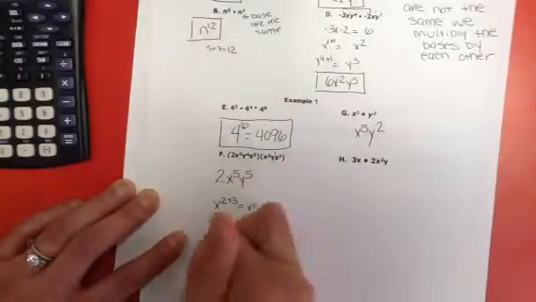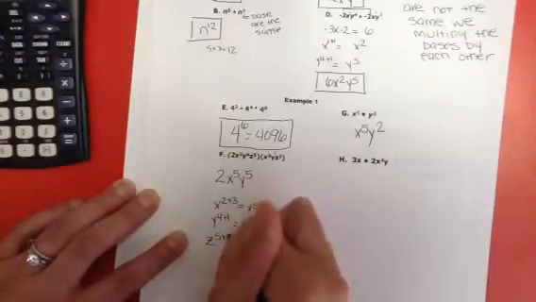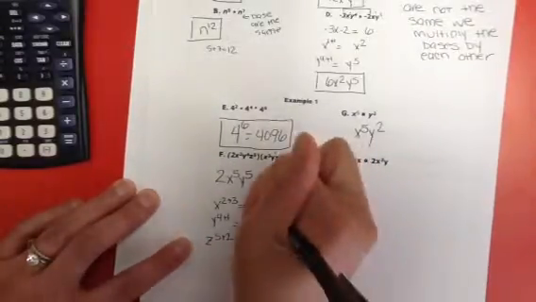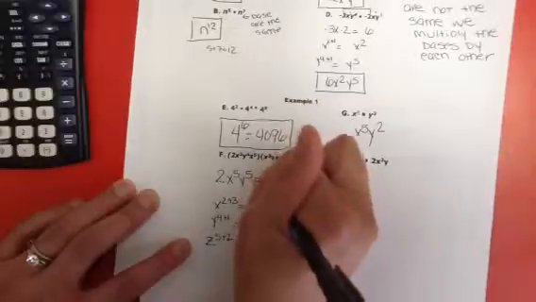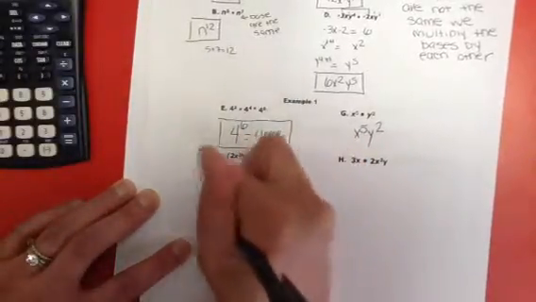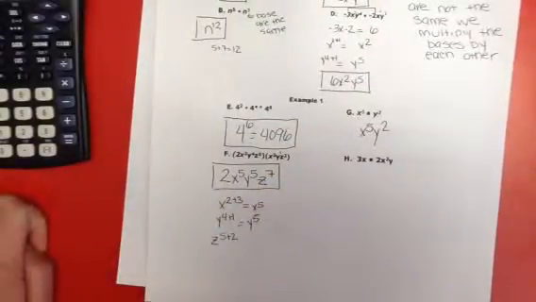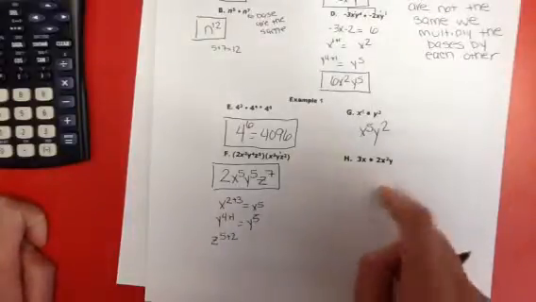And now for my z's, I have z to the 5th power plus z to the 2nd power over here, and this will give me z to the 7th power. So my full answer will be 2, x to the 5th, y to the 5th, and z to the 7th power. Let's look at h.